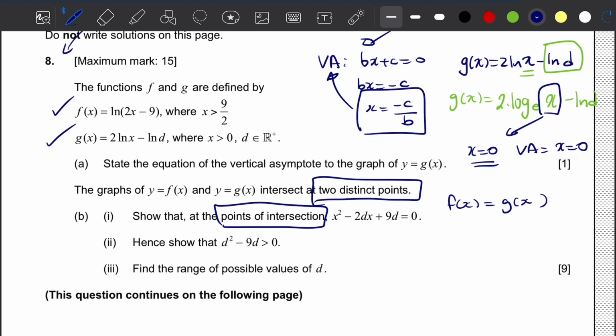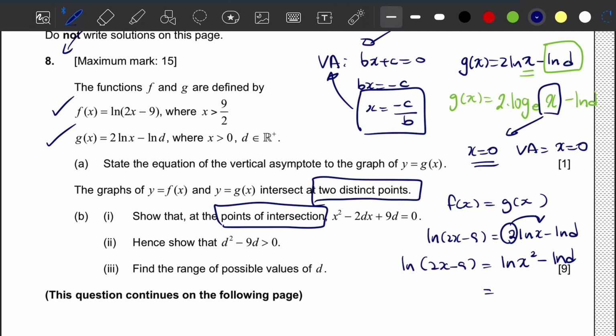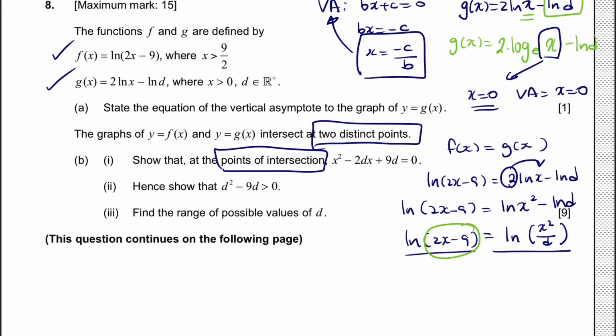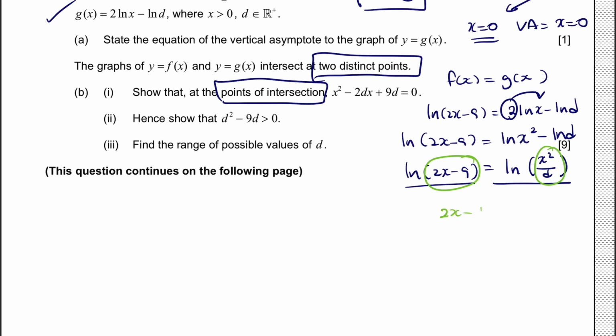So we can set ln(2x minus 9) equal to 2 ln x minus ln d. This is the same as ln(2x minus 9) equals ln(x squared), moving the 2 using the logarithm rule, and this is also the same as ln(x squared over d) using the quotient rule. That means 2x minus 9 and x squared over d are equal to each other.